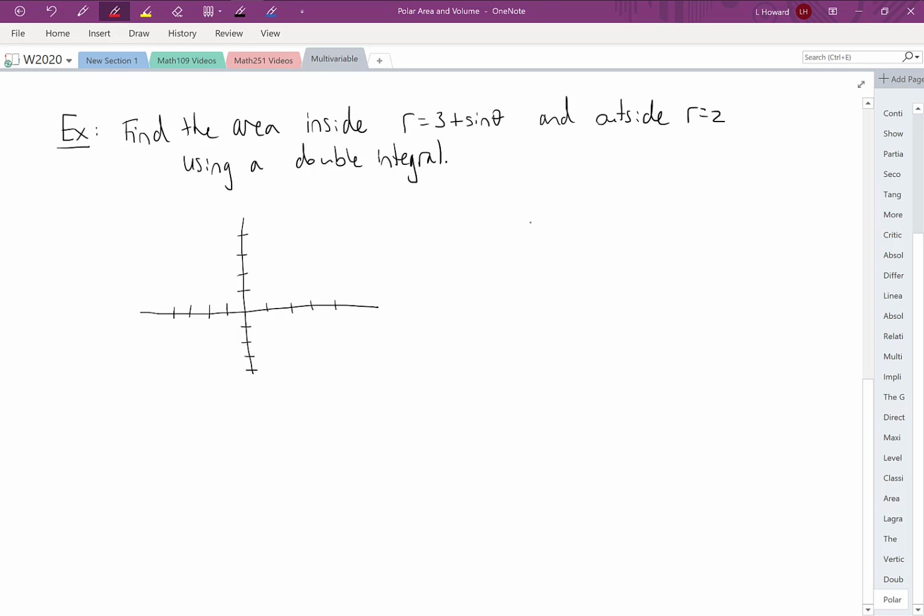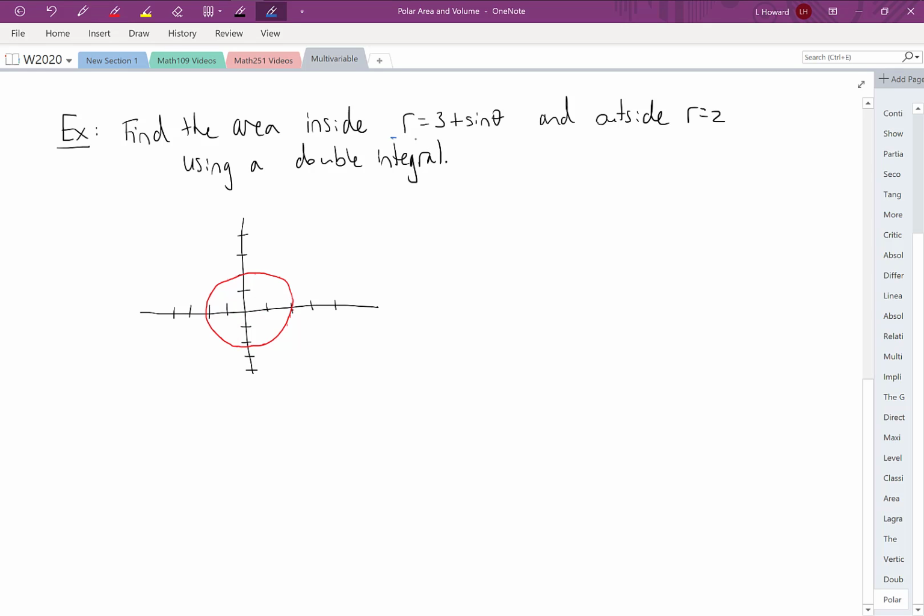Let's start by graphing the curve r equals 2. So r equals 2 just means capture all the points that are at radius 2, or distance 2, from the origin. Remember, radius is just capturing the distance from the origin. So if you have r equal to a constant, that is giving you a circle centered at the origin of that radius.